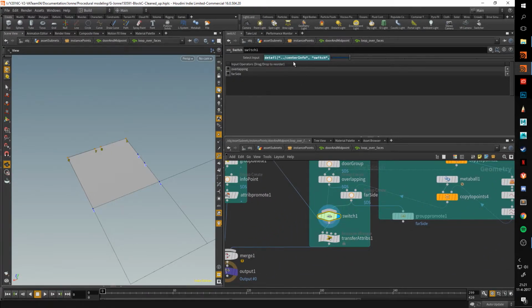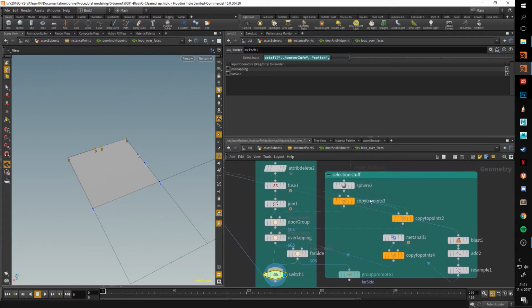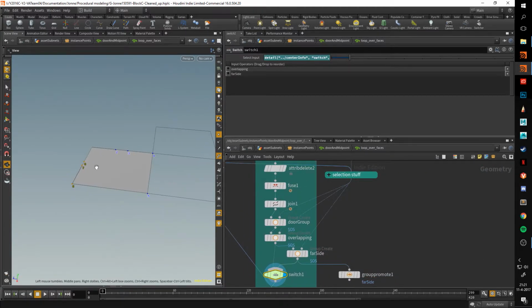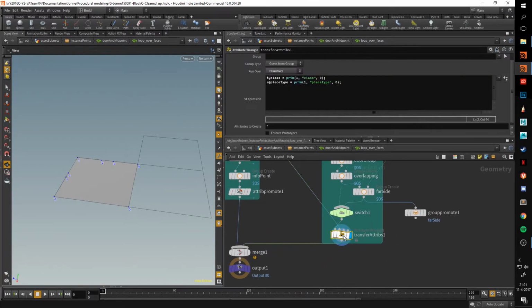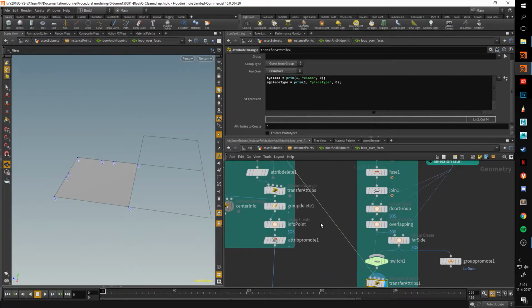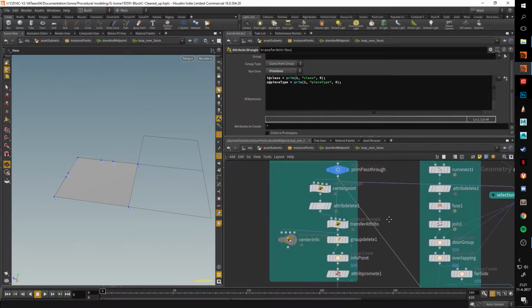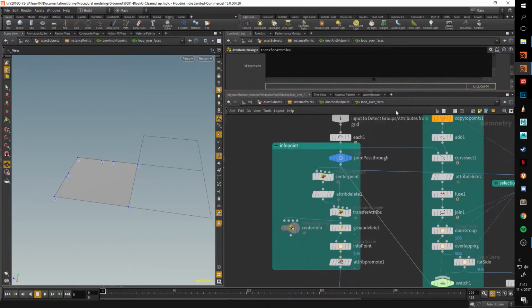Here there's a switch because if this room isn't a weirdly shaped room, such as T, plus, or whatever, it means that this isn't necessary. From there, I just transfer some attributes over, so piece type and class, which brings us to the left side, or the info point side.